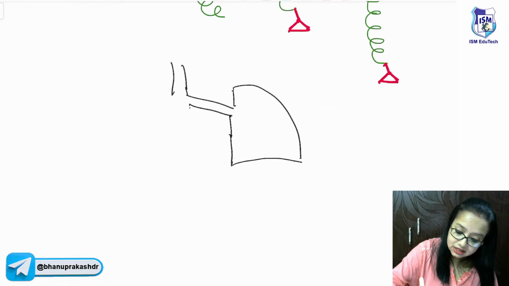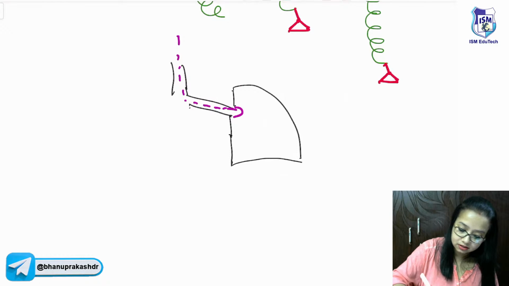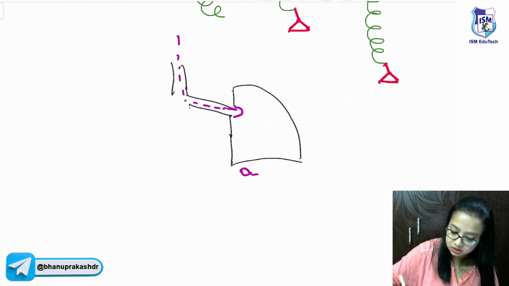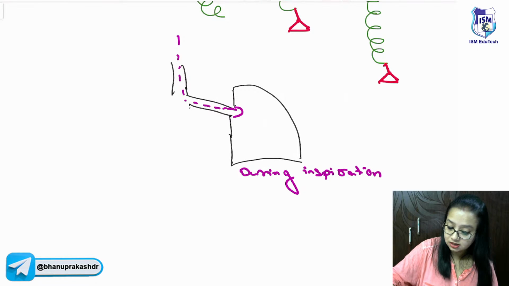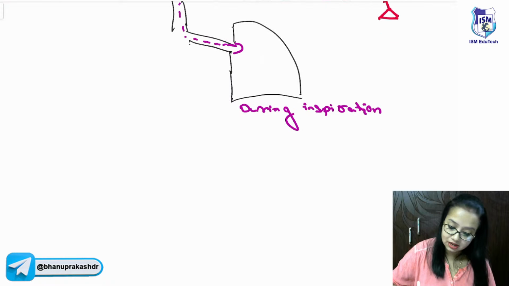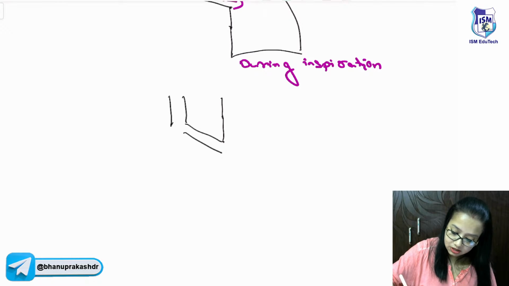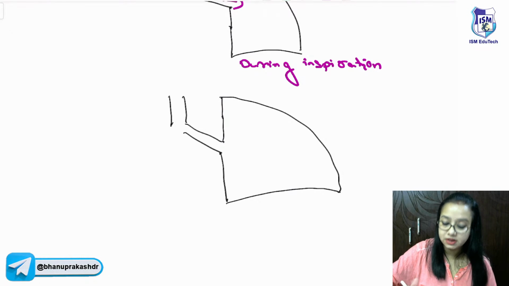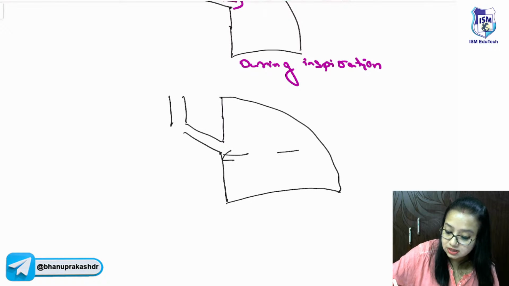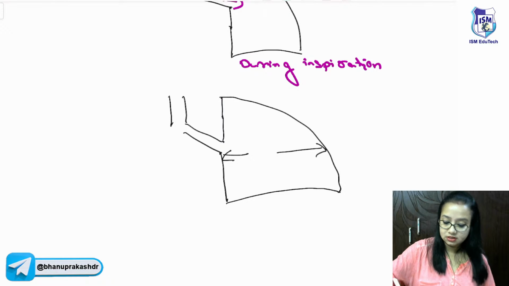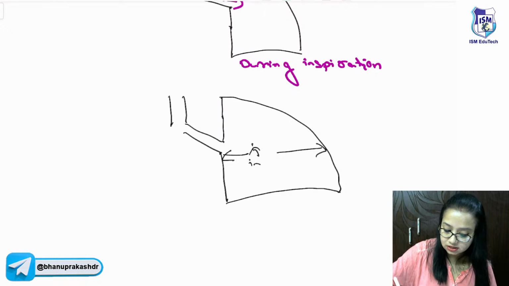When I'm breathing in, during inspiration, air is coming from the atmosphere to inside my lungs. When this is happening, what will happen? My lungs will now stretch out. I'm just drawing it a little bigger. So it will now increase in diameter.